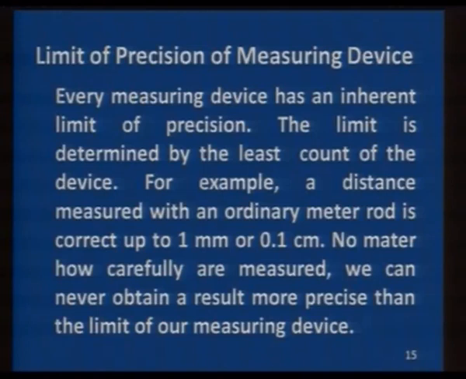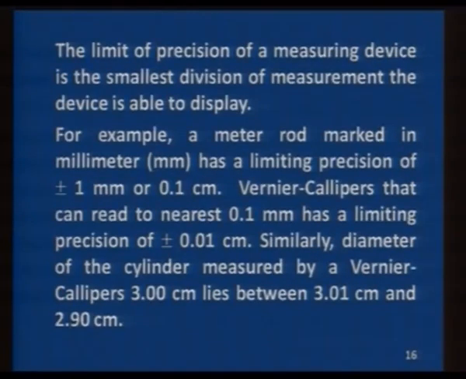Every measuring device has an inherent limit of precision. The limit is determined by the least count of the device. For example, a distance measured with an ordinary meter rod is correct up to 1 millimeter or 0.1 centimeter. No matter how carefully we measure, we can never obtain a result more precise than the limit of our measuring device. The limit of precision of a measuring device is the smallest division of measurement the device is able to display.